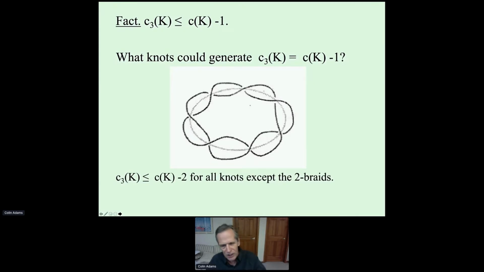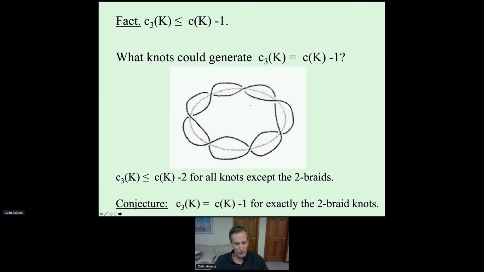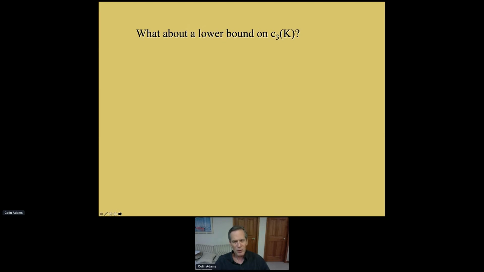So if any knot other than a 2 braid, as you see in this picture here, any other knot, the triple crossing number will be less than or equal to the crossing number minus 2. You'd like to know that the triple crossing number for the 2 braids is crossing number minus 1, but that's open. And that's been open for a while. So anybody interested in that question, it would be really interesting to be able to prove that in fact the triple crossing number for 2 braids is crossing number minus 1. In this diagram here, where you see a single crossing covering circle, it would generate a diagram with triple crossing number equal to crossing number minus 1, but you don't know that there might not be another way to generate a diagram with fewer triple crossings. So that was the upper bound on triple crossing number.